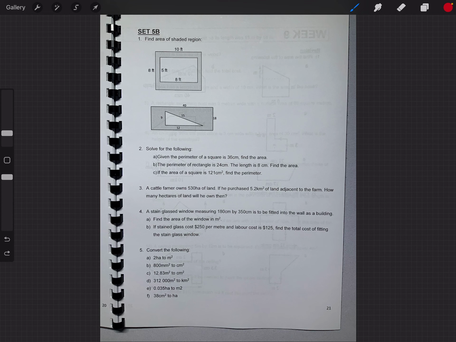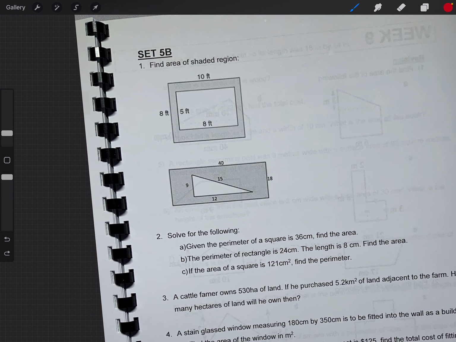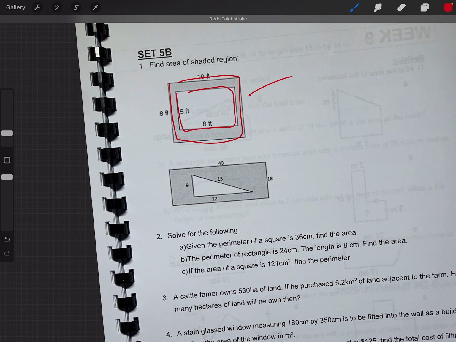On page 21, we're doing set 5b, find the area of the shaded region. Okay, this is really simple. Find the area of the outside minus the area of the inside. That's it, that's all you gotta do.